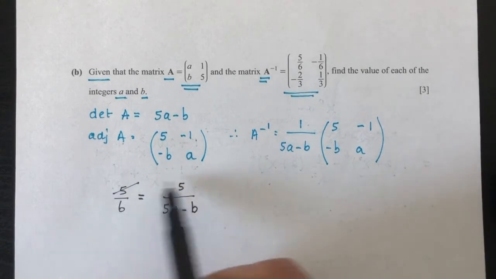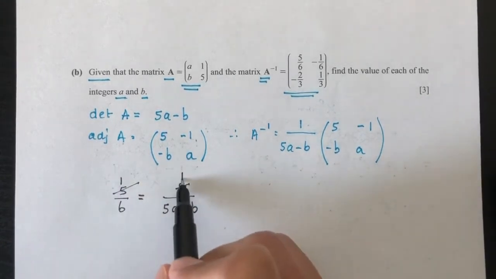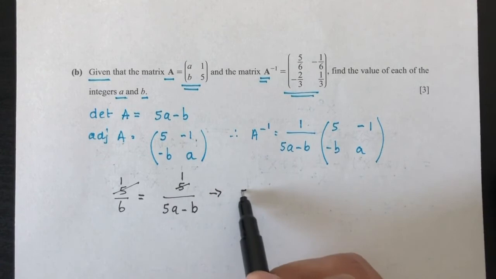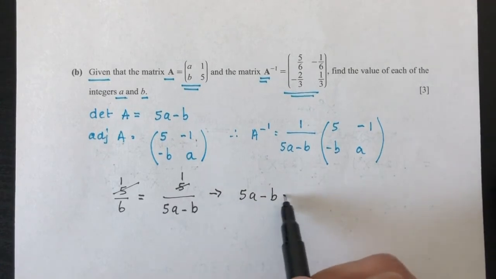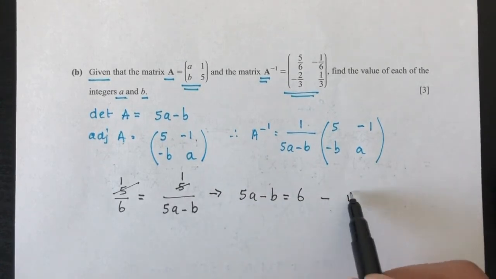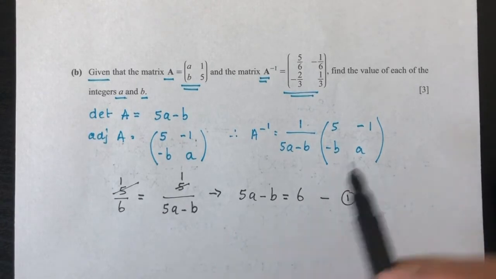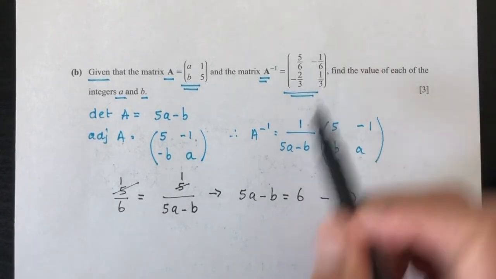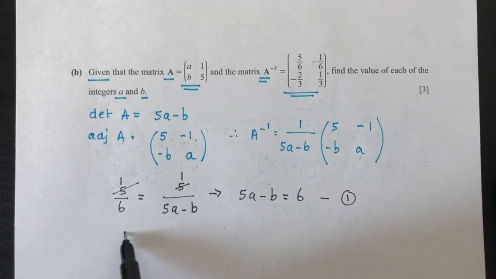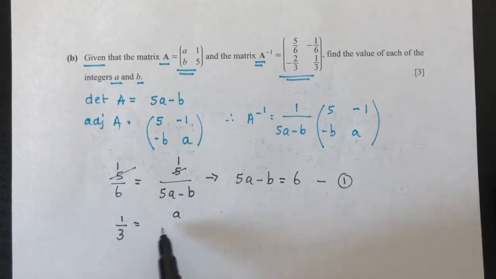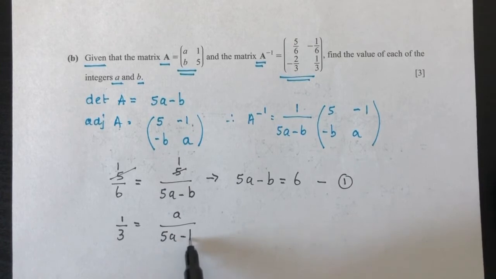Now these two will be cancelled out. We have 1 and 1, so we just cross multiply. You will have 5a minus b is equal to 6. That is your first equation. Now let's compare this value with this one. So we have 1 over 3 is equal to a over 5a minus b.